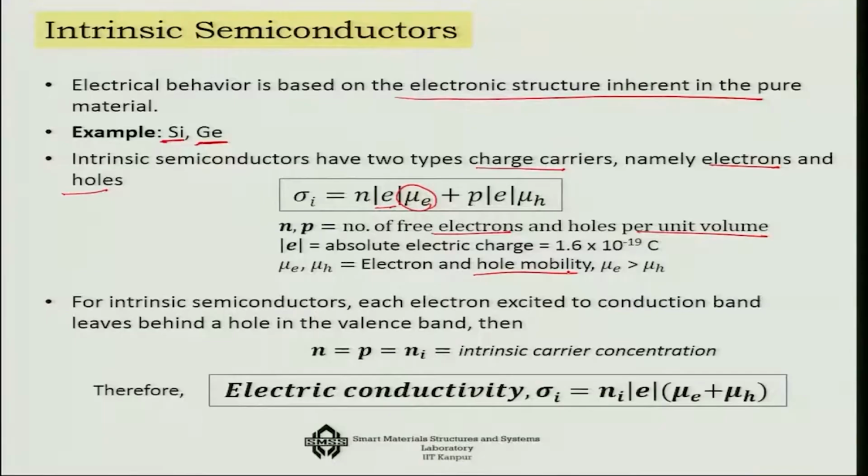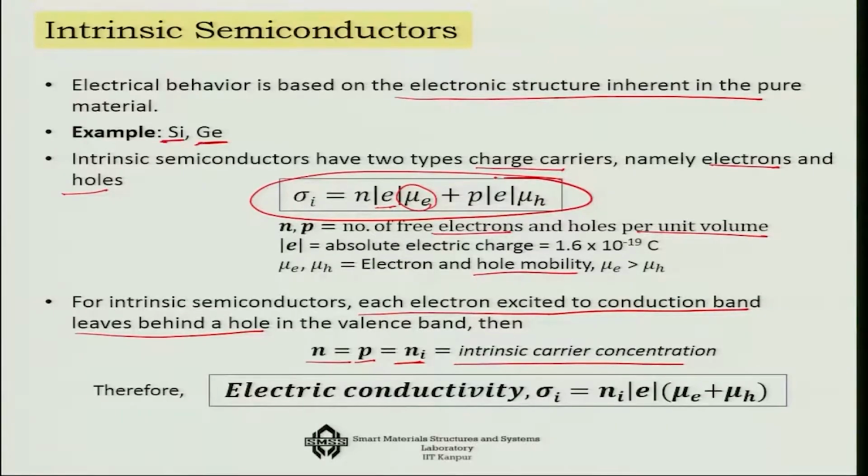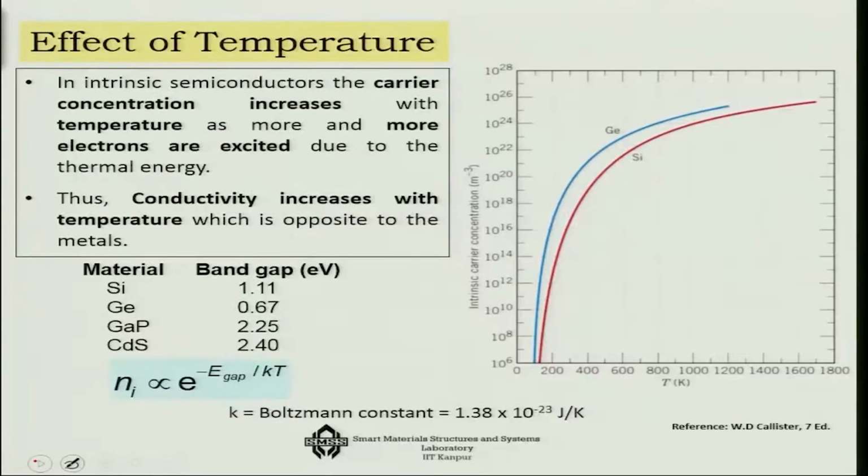So, for intrinsic semiconductors, each electron excited to the conduction band actually leaves behind a hole in the valency band. So, you may say n equals p equals n_i, that is the intrinsic carrier concentration. In that case, you can simplify this expression further as sigma_i equals n_i times |e| times (mu_e plus mu_h). So, this is a simplified relationship of electrical conductivity for the intrinsic semiconductors.